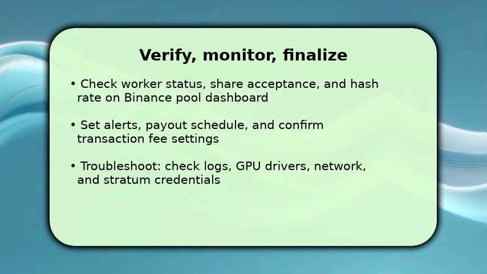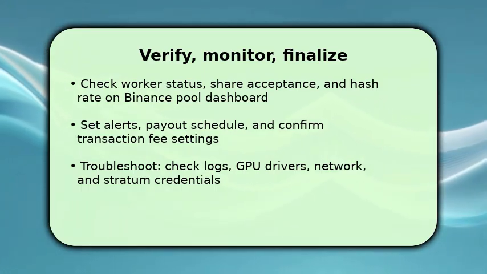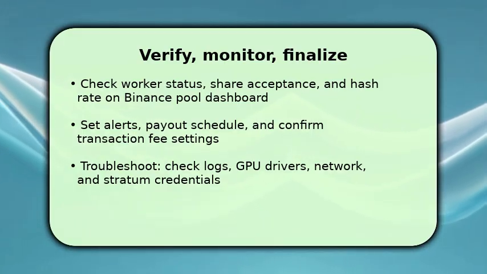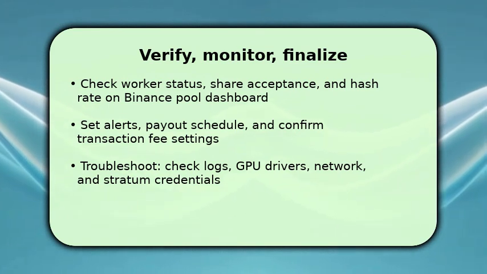If something goes wrong, first inspect miner logs and Stratum credentials, then check GPU drivers and network connectivity. Often a port block or wrong worker name is the culprit. You do these checks to ensure stable earnings and quick recovery from common faults.